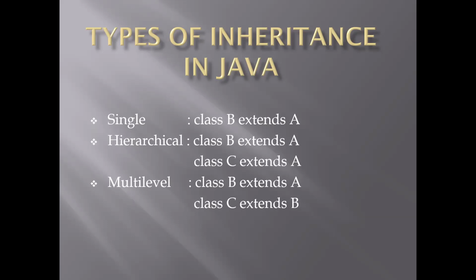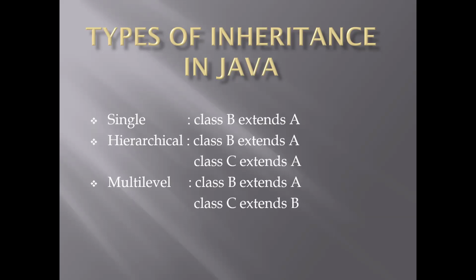First is single, like class B extends A. If you want to represent this in real life, we say you as a father, okay, you have one child, and that's it. So class B is a child, and you, A, represented by A as a father. That's all. That's the simplest version of inheritance, okay?